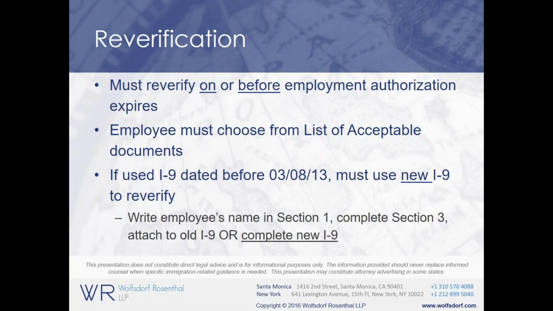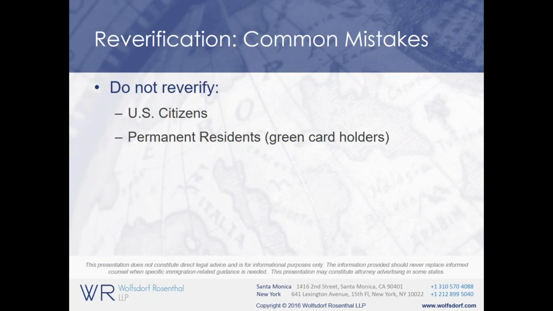Re-verification must take place on or before the employment authorization expires. Again, the employee must choose from a list of acceptable documents. If the I-9 that you used before was dated before March 8th, 2013, you have to use the new I-9 to re-verify. So in that case, you would write the employee's name in section 1, complete section 3, and attach the old I-9, or just complete a brand new I-9 from the outset.